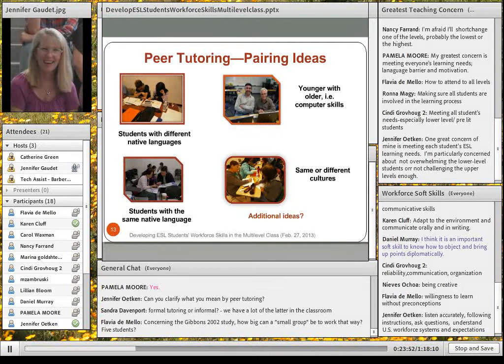And Flavia's asking, how big can a small group be to work that way? I personally prefer 3 students. I notice if there's 4, there's someone that can kind of slide and just listen. If there's 3, they all tend to lean in and work and speak more. Sometimes with 2, they don't have enough ideas. And so for me, 3 works best.